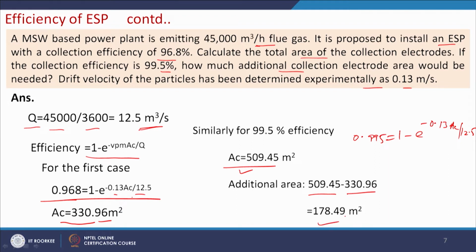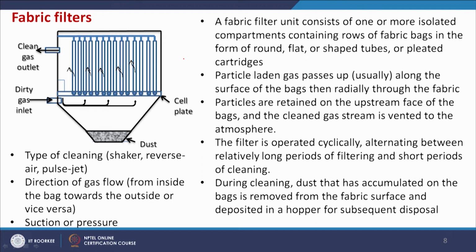So, that way we can find out the area which has to be increased to increase the collection efficiency from 96.8% to 99.5%. Okay, now we will discuss the fabric filters.